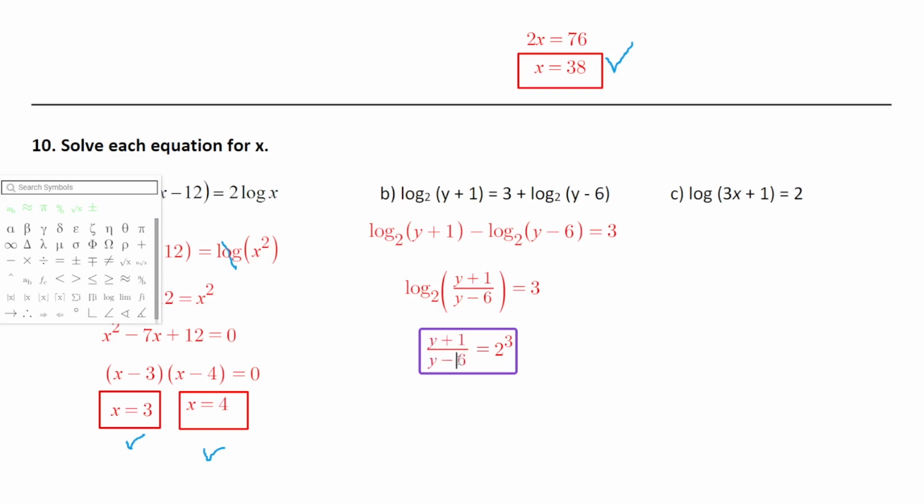So I'm going to do two steps in one here. 2 to the power 3 is 8, and then I'm going to multiply y minus 6 on both sides. So that's going to give me y plus 1 equals 8 times (y minus 6).